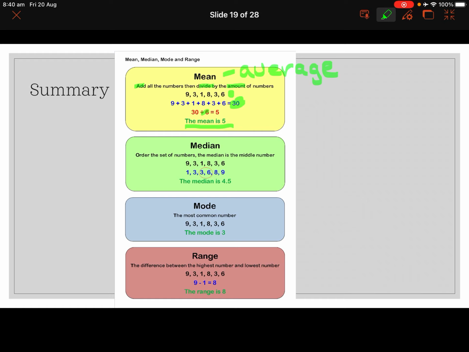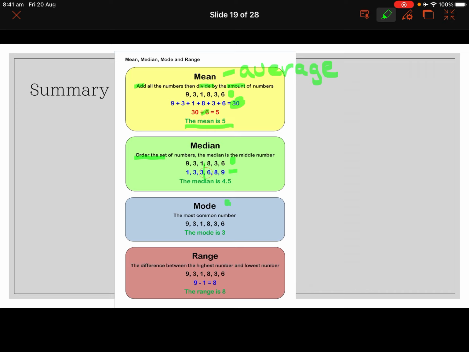Median is when you order the set of numbers, so your numbers must be put in numerical order. The median is the middle number. So for this one, we had to rearrange these. That's what this line is. And then in the middle, the two numbers are 3 and 6. Okay, so if you've got that, then you would add together and divide by 2 to find the exact middle number there. If you've got an odd number, then there would only be one middle number, so it makes it a lot easier.